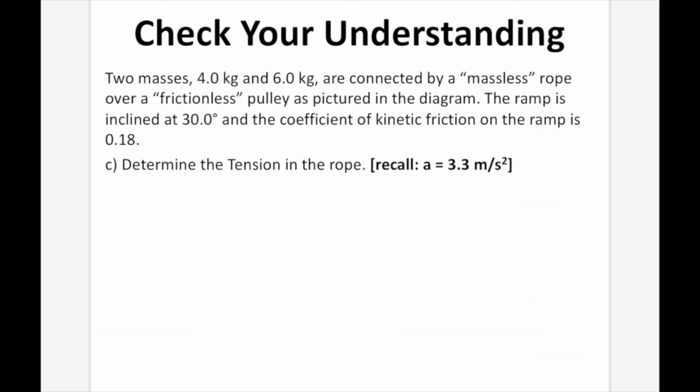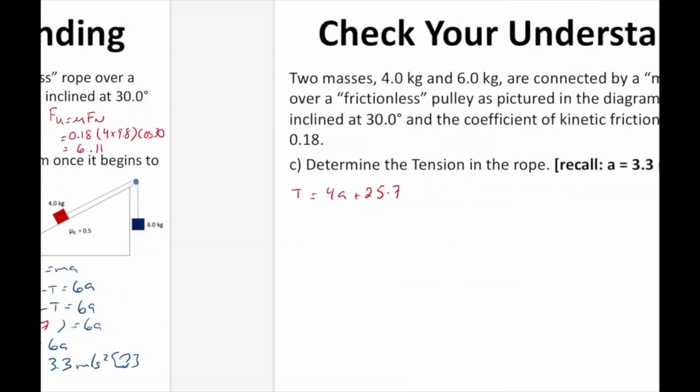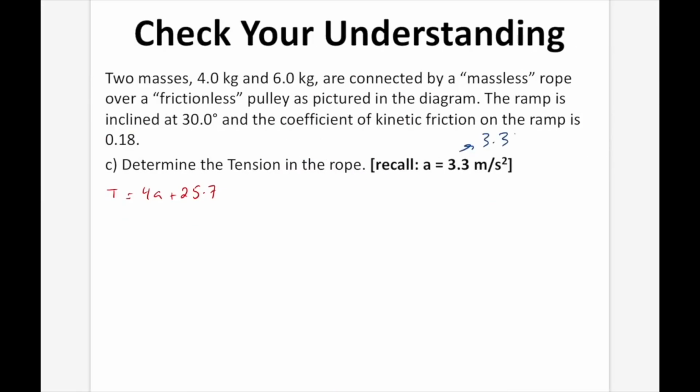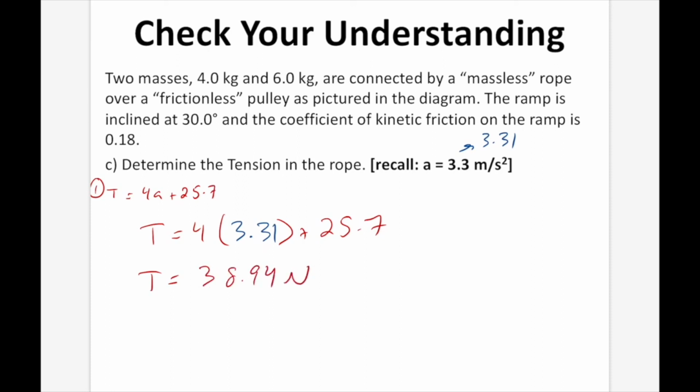C says determine the tension on the rope. So I'd like you to pause the video and figure out T. So remember, our a was actually 3.31, and there's equation number 1 that we're going to need after. So determine the tension on the rope. T is going to equal 4 times a, which we said was 3.31 when we're using the unrounded version, plus 25.7. And that gives us a T value of 38.94 newtons. We need 2 sig digs in our answer, so we're going to say T is going to equal 39 newtons.